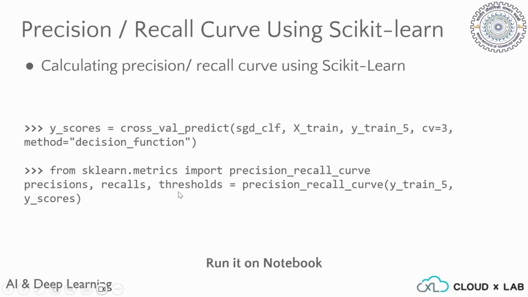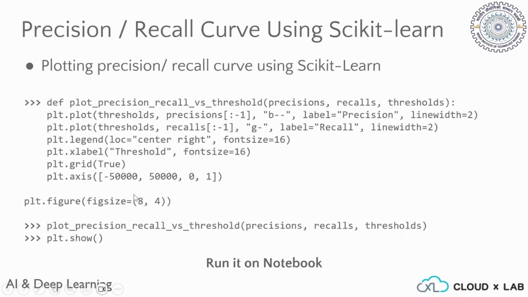And these are vectors, right? So we will get several precision values, several corresponding recall values, and several corresponding thresholds. For each threshold, we will have one precision and one recall, right?